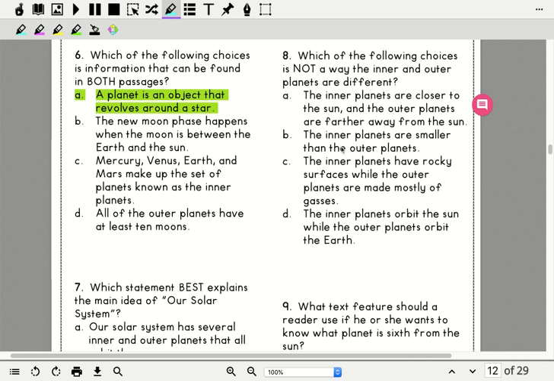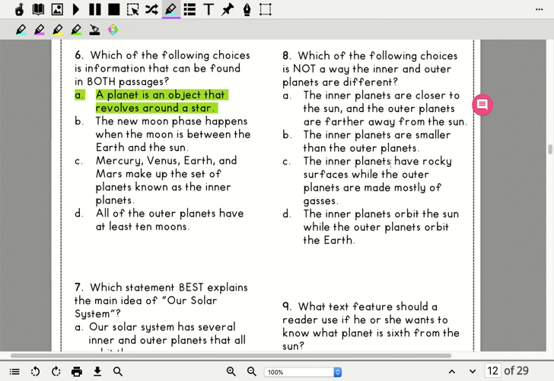Let's look over here at number 8. Number 8 says, which of the following choices is not a way the inner and outer planets are different? So A, the inner planets are closer to the sun, and the outer planets are farther away from the sun. I know that that is true when I look at my picture on our solar system. And this is saying not a way that they are different. So B, the inner planets are smaller than the outer planets. I can easily look at my picture and see that that is true.